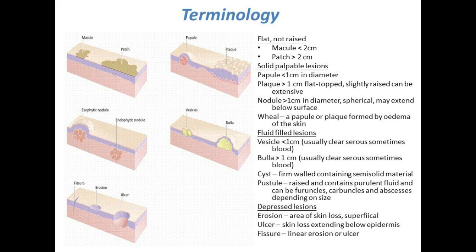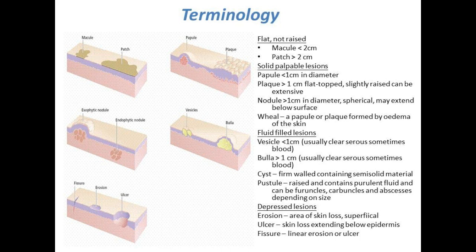Nodules tend to be much more spherical, and they extend below the surface. And a wheal is a papule or a plaque that's formed by edema of the skin. Then you can have fluid-filled lesions. These may be vesicles. Vesicles tend to be less than 1 centimeter and usually contain clear serous fluid, although sometimes there might be blood. A bulla is the same as a vesicle, but larger than 1 centimeter in size.